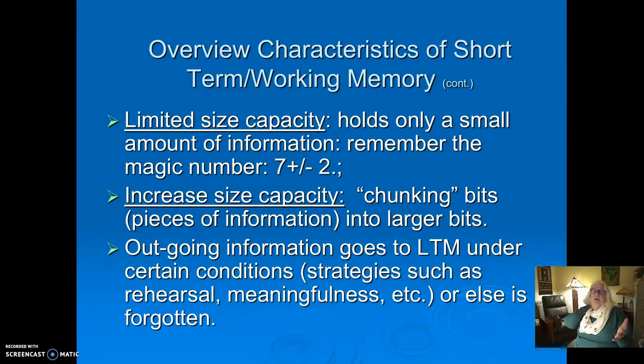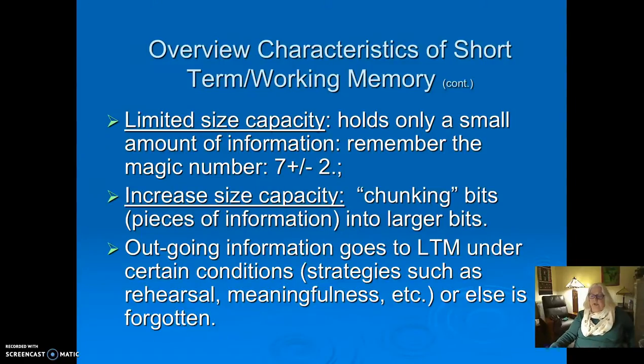So now that this information is in your working memory, what happens? I'm going to suggest that under certain conditions, if you are active in processing that information in a way that is especially meaningful, or some other way like rehearsal, it will go to long-term memory. And if it doesn't, it's forgotten.